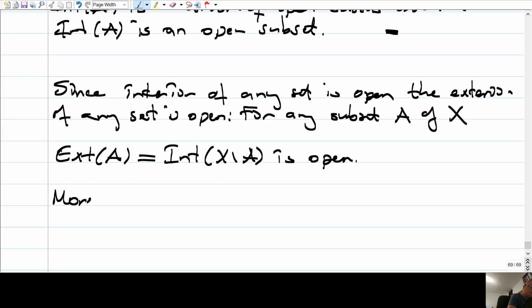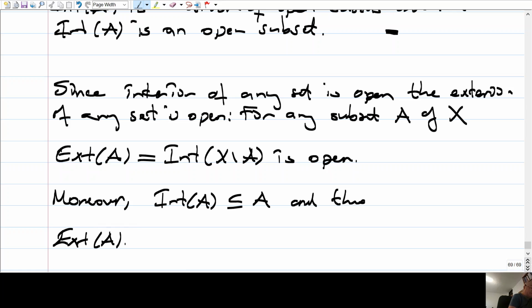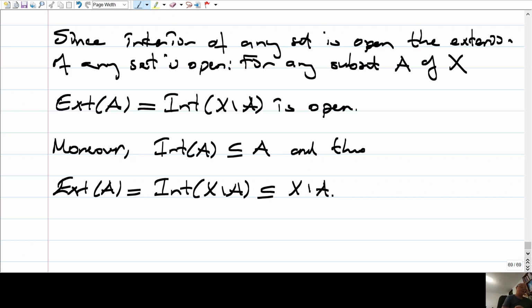Moreover, we have the following. Interior of A is by definition in A, right? And thus, exterior of A, which is just the interior of X minus A, should be a subset of X minus A. Therefore, interior is in A, exterior is in X minus A.